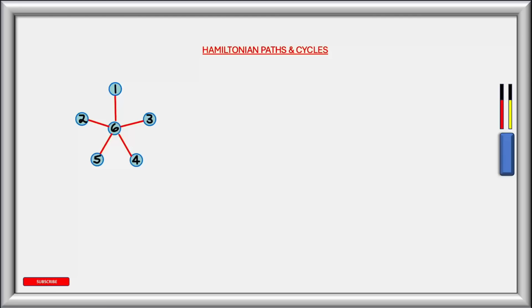For challenge 3, let's look at this graph. Again, it's got 6 vertices. Can you find a Hamiltonian cycle or a Hamiltonian path? If you'd like to play along, pause the video now.